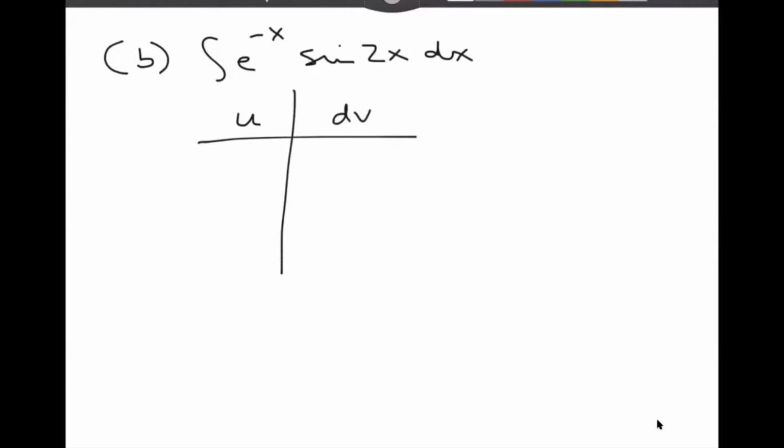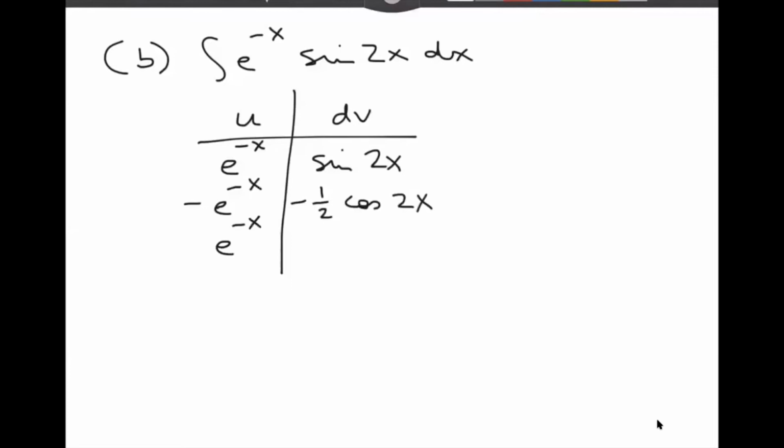What you do with these, so I'll make this e to the negative x, I'll make this sine 2x. When I differentiate e to the negative x, I get negative e to the negative x. By baby u substitution, the integral of sine 2x is negative cosine 2x times 1/2. So negative 1/2 cosine 2x. And then we do it one more time. The derivative of negative e to the negative x is e to the negative x.